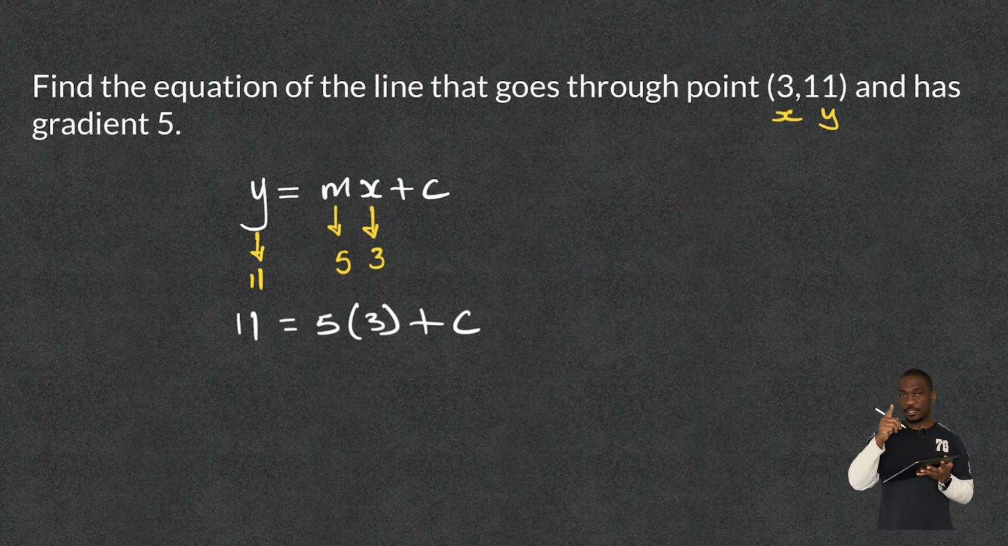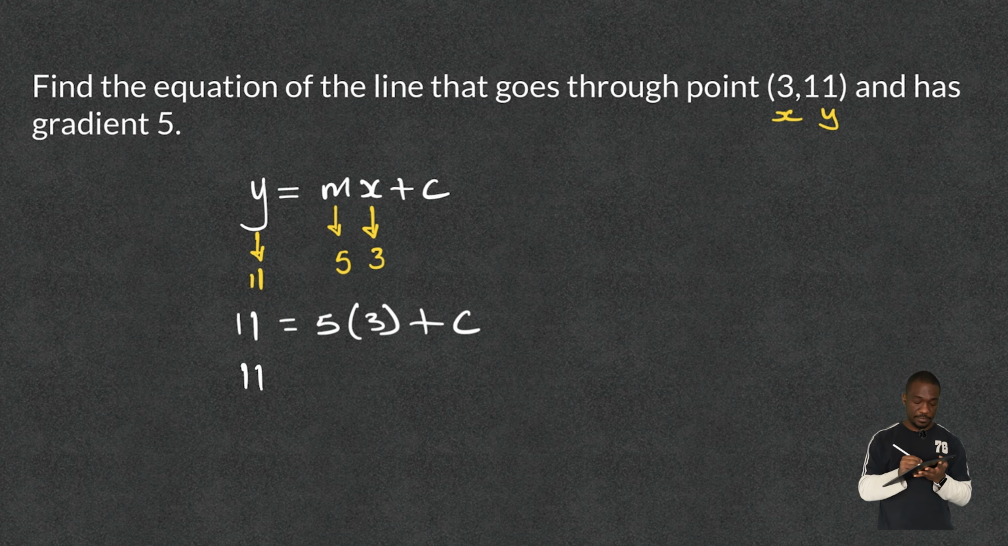Now I can hear some of you asking, why did you put brackets there? That's because m and x are multiplying. I want to make it clear that the 5 and the 3 need to multiply. You don't just write 53. That's a bit silly, don't do that, okay? They are multiplying. Anyway, let's finish off this question.